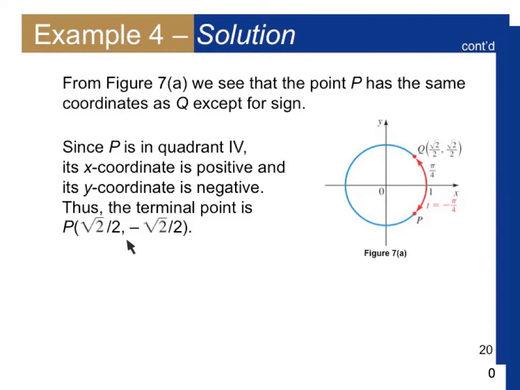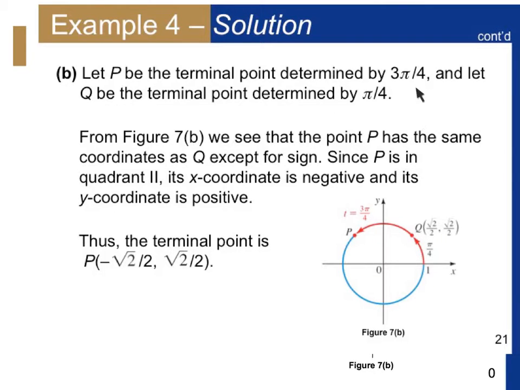So our terminal point is going to be plus square root of 2 over 2, and then the y will be minus square root of 2 over 2. So the only thing that changes is the y. You know, these are the exact same points otherwise. If you go plus this way or minus this way, the only thing that's different is your y. The x is exactly the same. Okay, so our terminal point would be plus square root of 2 over 2 for the x and minus square root of 2 over 2 for the y for P. And then P is from going in the negative direction for pi over 4.